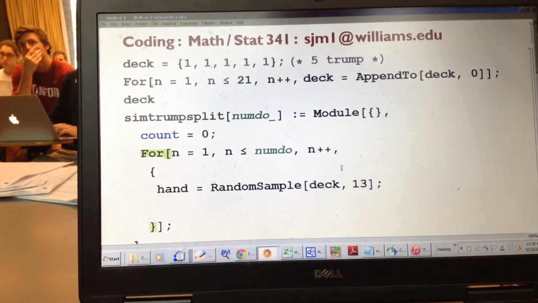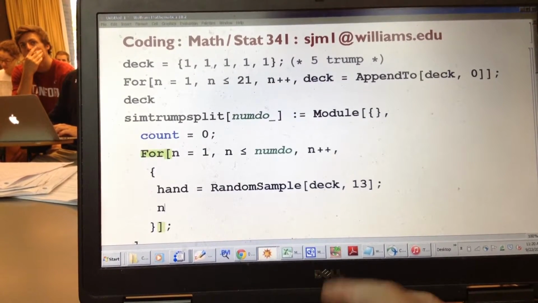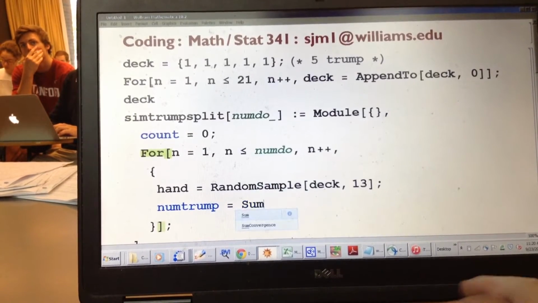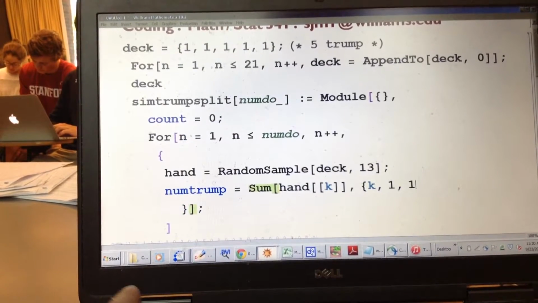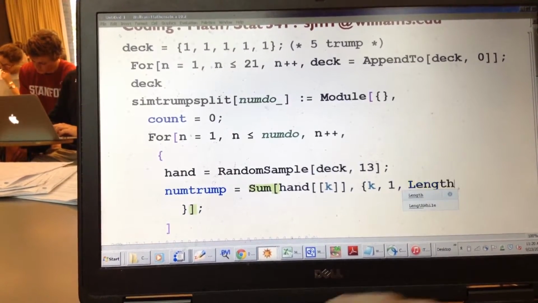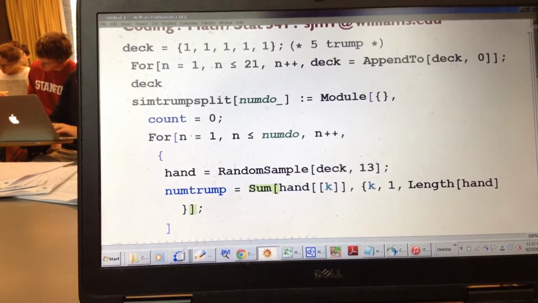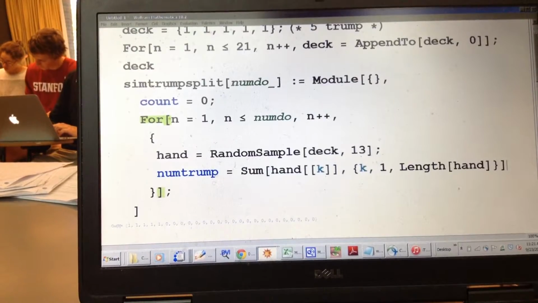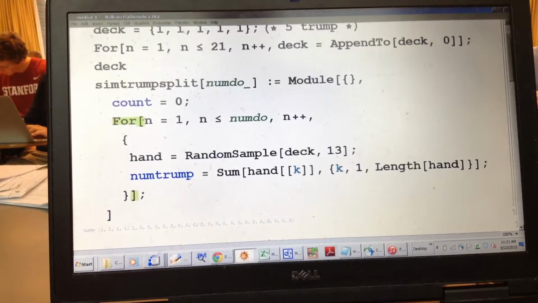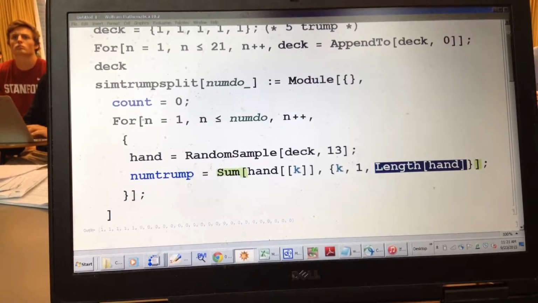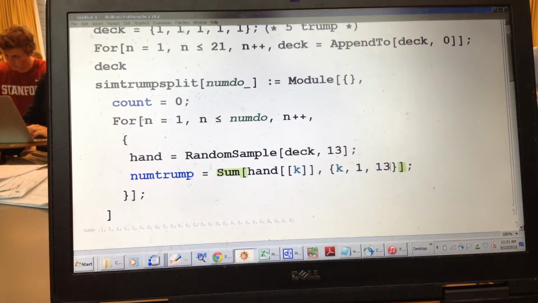So I'll now do NumTrump will be the sum of hand k, where k goes from 1 to 13. So I'll do length of hand. Okay, and so now we have compiled this out. Since it's having a little bit of trouble fitting everything onto the screen, I will just go down to 13, just so that the code can be displayed. All right, and now we have a nice comparison.